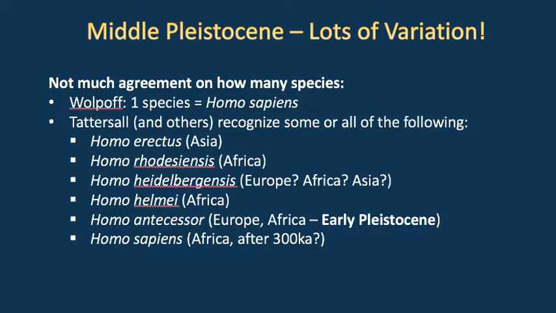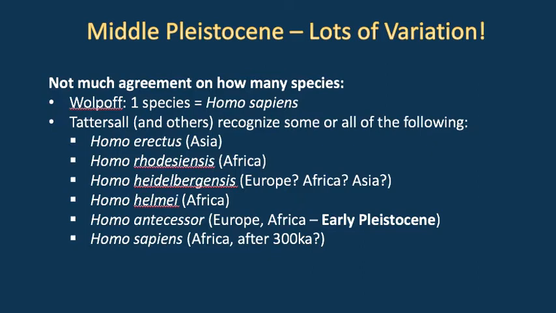Okay, so these are not species that you're going to be expected to know. Most of them we're not really going to cover. In the interest of time and in the interest of simplicity, we're going to make things as simple as possible. But we'll just leave it at saying that there's a lot of debate in the field about how many species of hominins exist on the planet during this time period, during the Middle Pleistocene. There's a lot of variation.